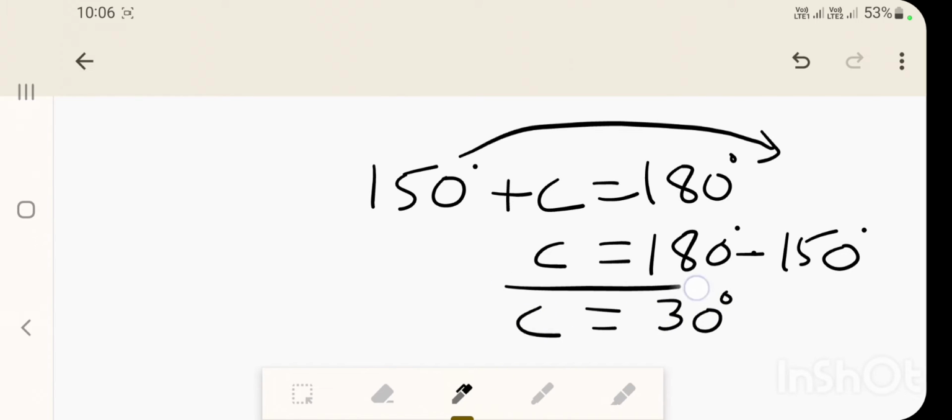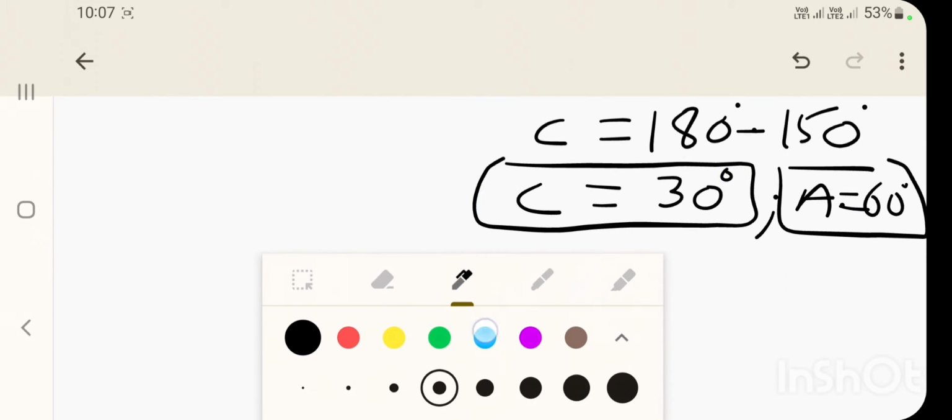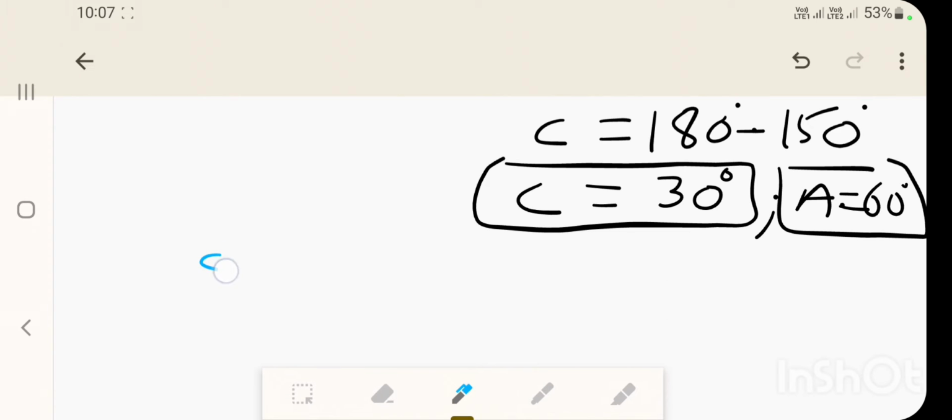So the C value we got is 30, and the angle A we got is 60 degrees. So what is the question they asked us to find? I'm going to write it again here. What have they asked us to find?